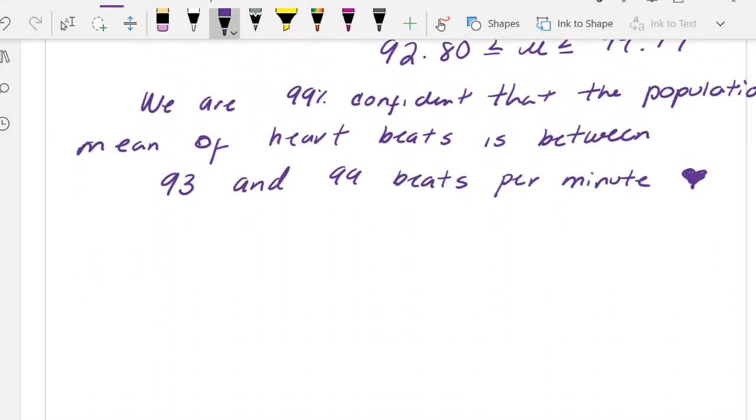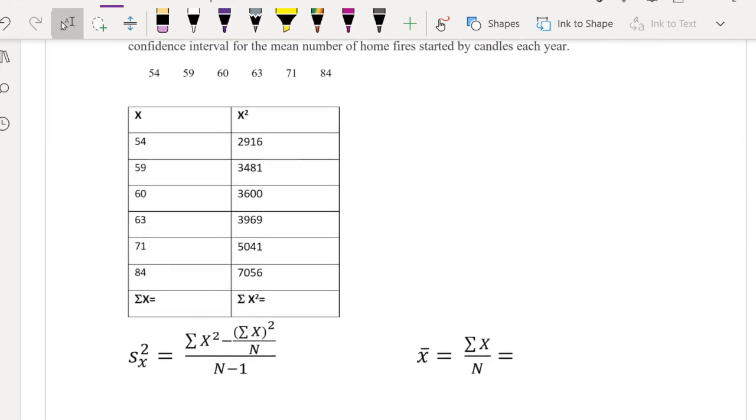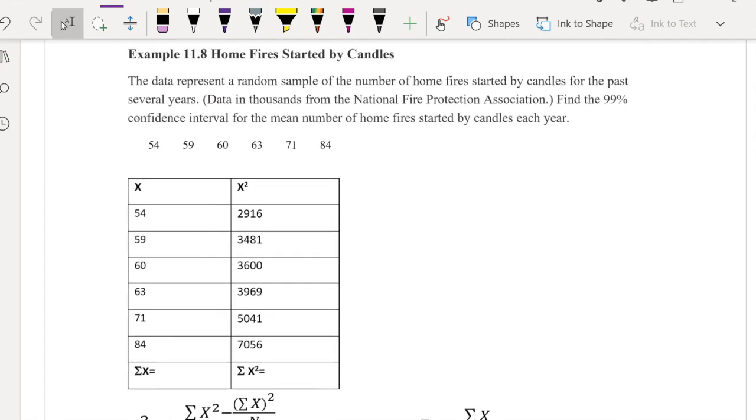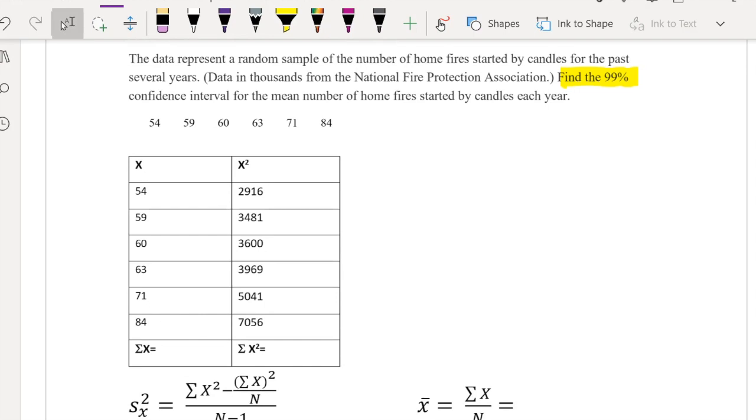Let's go to the next problem. At least now you have the advantage that if I'm going really fast, you can pause me. Okay, so here it is. Home fires started by candles. Cool. Really, the only information I got from here is that they want a 99% interval. So here we have the raw data, so we actually have to find the mean and the standard deviation by ourselves, which is honestly annoying.